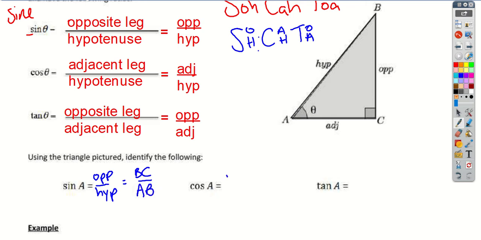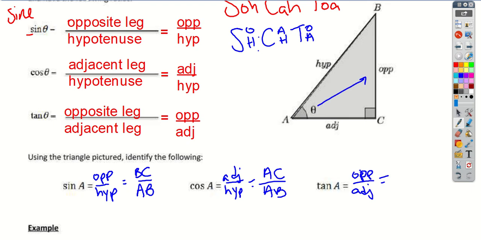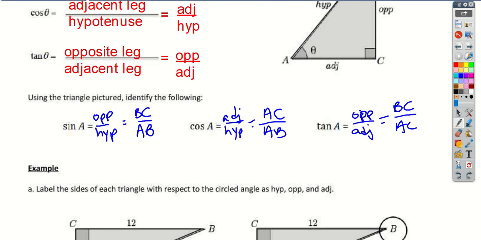And the cosine of A is the adjacent over hypotenuse, which is going to equal AC over AB. So adjacent is the one that's next to it down there. And then the last one we got is the tangent, which is the opposite leg over the adjacent leg. And so opposite and then adjacent, not including the hypotenuse. And so this is going to be BC over AC. And so that is the ratio of the sides here.